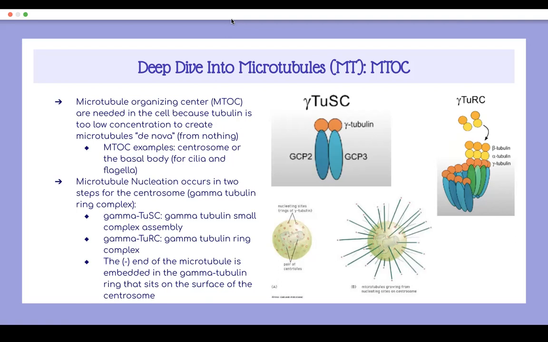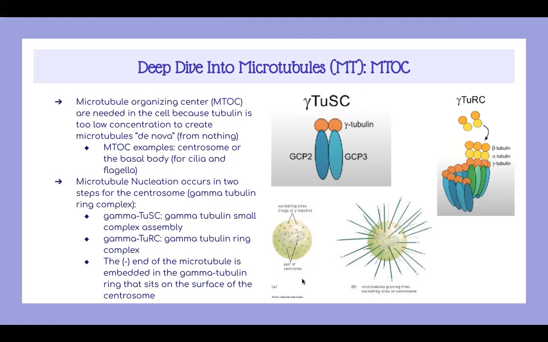So in this example, you have the gamma tubulin small complex assembly. These two together, and then a lot of the small complexes together end up forming a ring, which is seen over here. And once this ring forms, it's like nucleation, and then you can start to have tubulin get added easily, and then the microtubule itself grows.